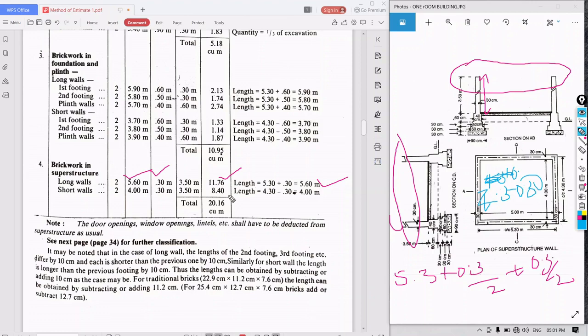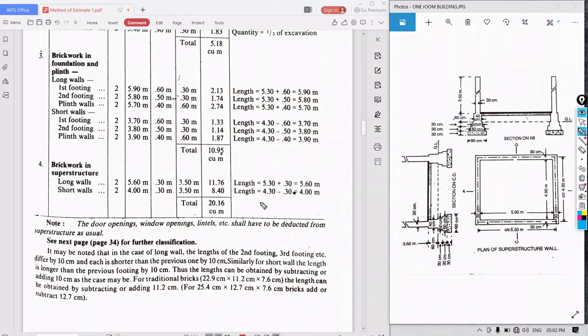Whatever we are adding in the long walls, we need to subtract from the short walls. If breadth is added here, we have to subtract it in the short walls. So 4.30 minus 0.30, 4 meter will come. Length is 4 meter, width is 0.30, height is 3.50. So the total is 20.16 meter cube.